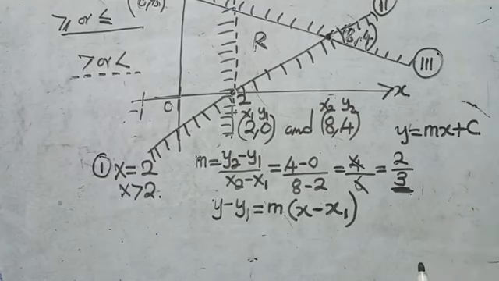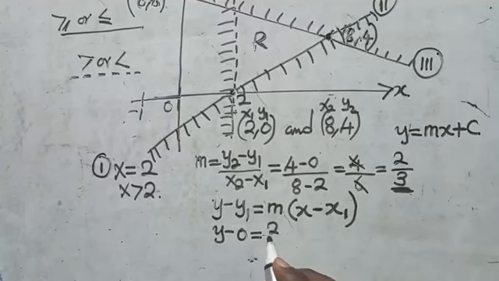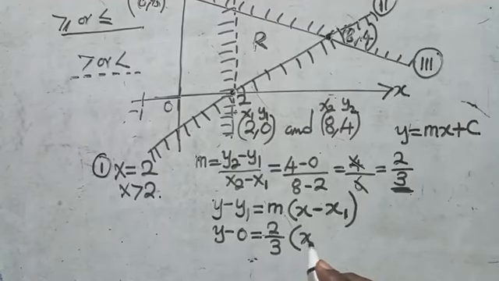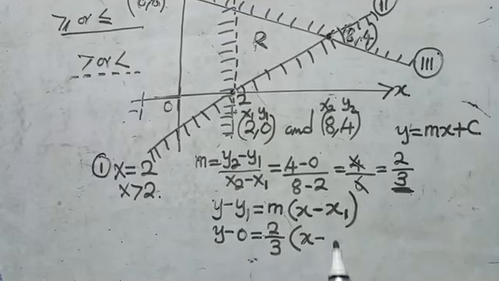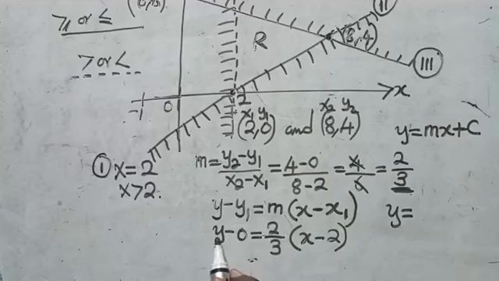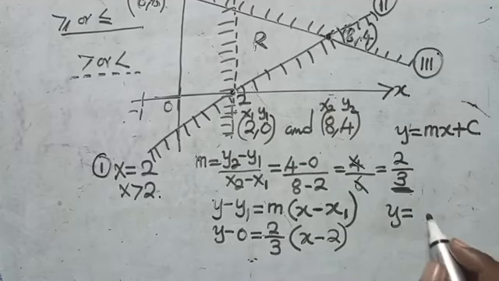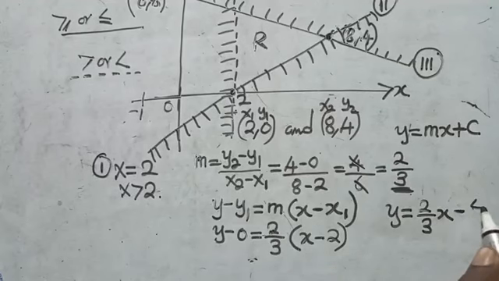It is just one and the same. You don't have to be confused. So I substitute y minus y1, what is y1? y1 is 0, which is equal to the gradient, that is 2 over 3. I do this, x minus, what is my x1? x1 is 2 there. So y minus 0 is y, equals 2 over 3 times x, which is 2 over 3x. Then 2 times 2 is 4 over 3. This is what I'm going to get.